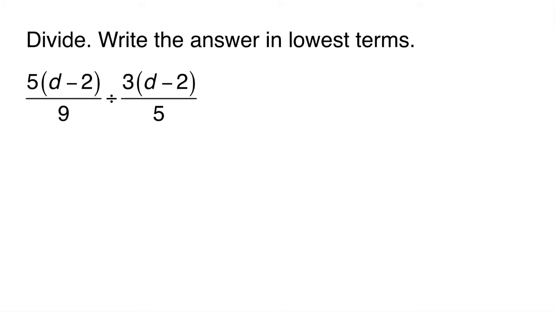Divide. Write the answer in lowest terms. 5(d − 2)/9 ÷ 3(d − 2)/5. To divide, we multiply by the reciprocal. So we have 5(d − 2)/9 times 5/(3(d − 2)).